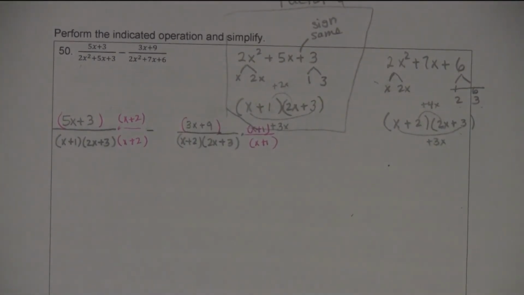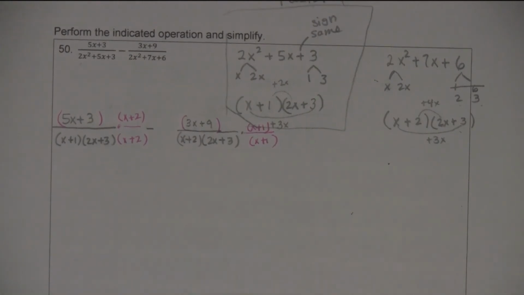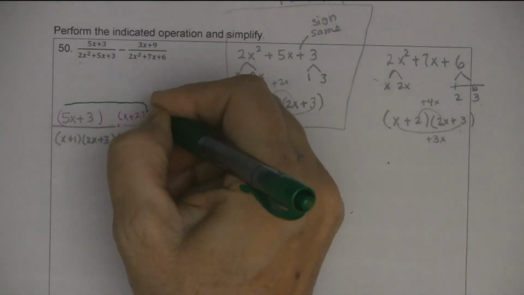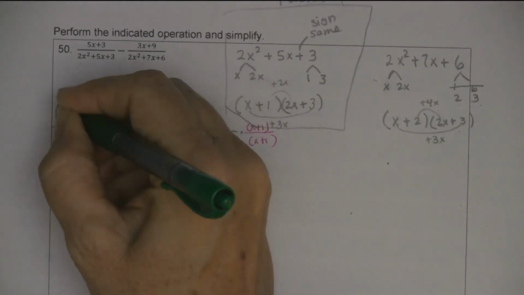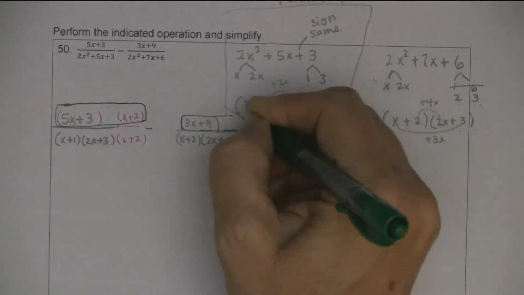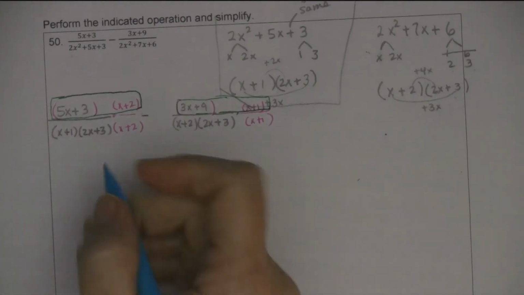And the denominator, I don't want to multiply it together, but the numerator, I have to multiply these things together. I have to multiply this times this, which is FOIL, in order to then FOIL this, so I can subtract the two things. So I'm going to be multiplying this together.